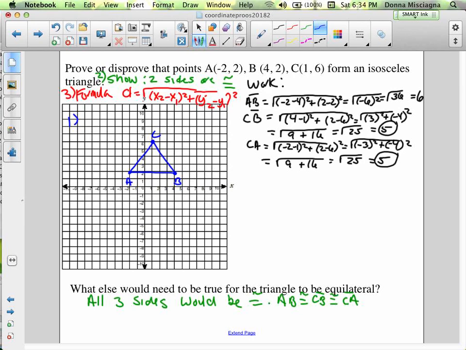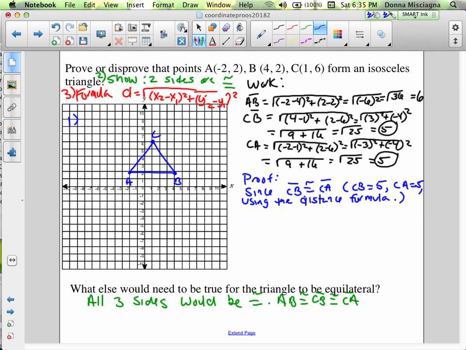So now we're going to do this proof as a paragraph proof, and it is a mighty short paragraph proof. It's like 2 sentences. All right, so since CB is congruent to CA, and let's put the measurements in there, CB equals 5 and CA equals 5 using the distance formula. Sometimes I forget to write the formulas in when I do the paragraph proofs. Try to remember.